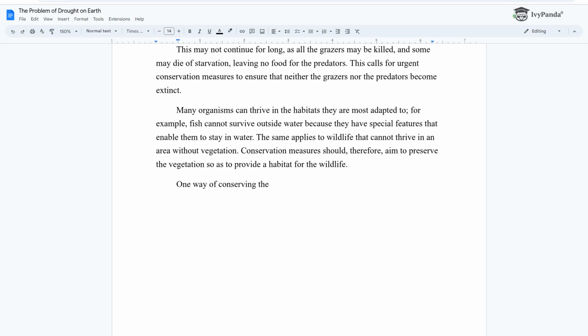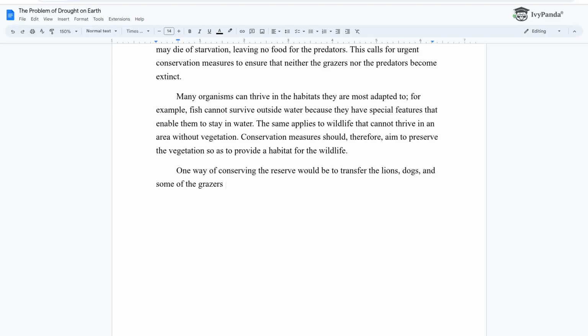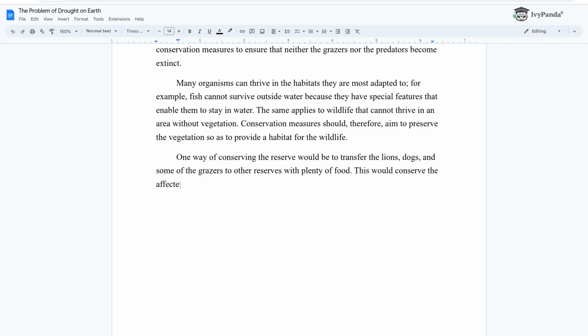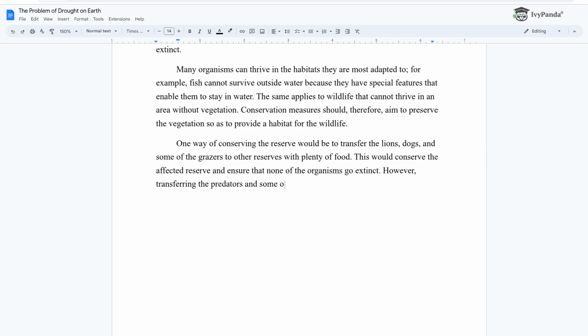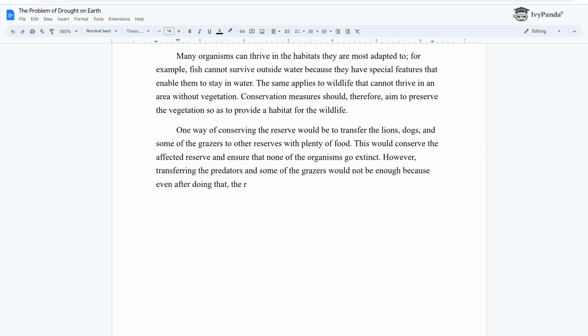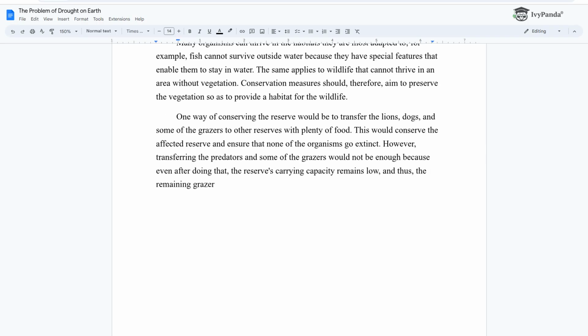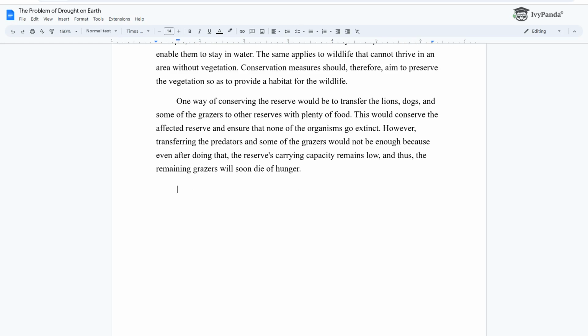One way of conserving the reserve would be to transfer the lions, dogs, and some of the grazers to other reserves with plenty of food. This would conserve the affected reserve and ensure that none of the organisms go extinct. However, transferring the predators and some of the grazers would not be enough because even after doing that, the reserve's carrying capacity remains low, and thus, the remaining grazers will soon die of hunger.